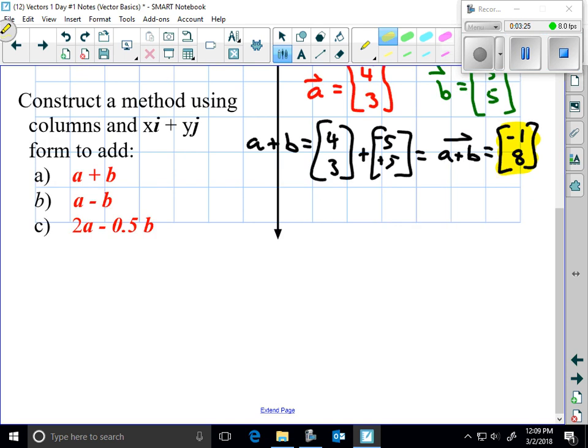Let's do it again. Let's try a different set of operations here. In the second case, I'm going to take A minus B. I'm not going to do all the math, but 4 minus -5 would be 9, and 3 minus 5 would be -2. So that would be A minus B. I'll highlight that one for you.